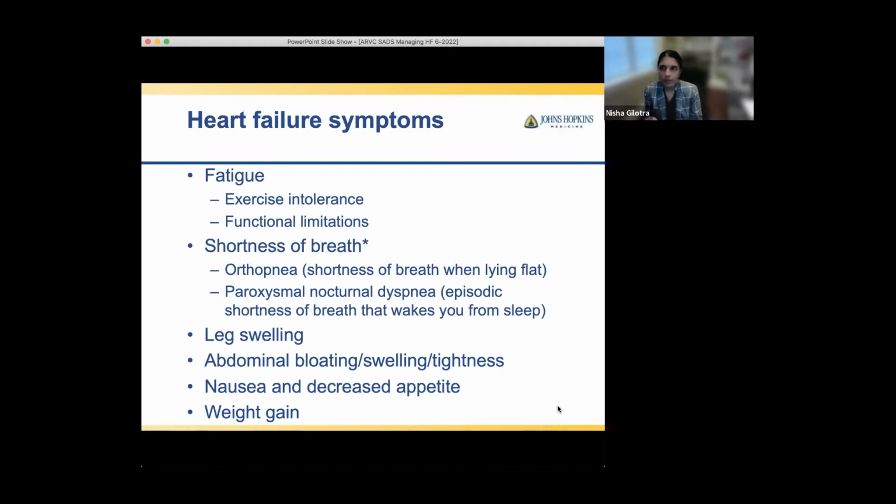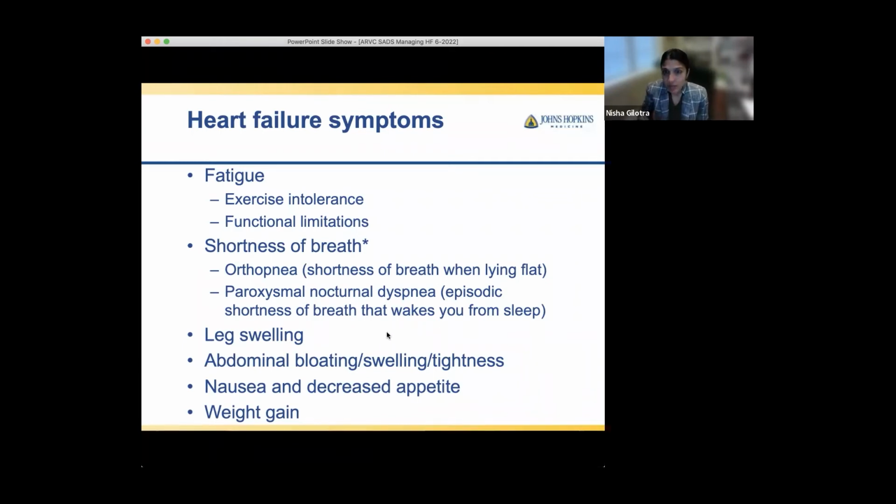So I want to talk a little bit more about symptoms. Fatigue can be exercise intolerance and lead to functional limitation. Shortness of breath can be described in a couple of different ways. We ask about shortness of breath on exertion. Orthopnea is shortness of breath when you're lying flat. That is more of a lung congestion symptom when the left side is not working as well. And in this context, sometimes patients can have episodes of shortness of breath that wake them from sleep, almost like a panic attack is what patients will describe it as. That's called paroxysmal nocturnal dyspnea, nighttime shortness of breath.